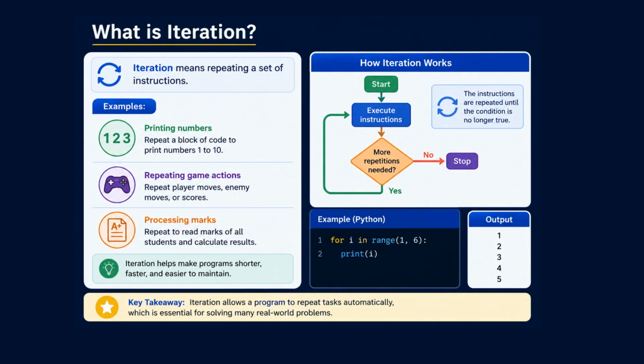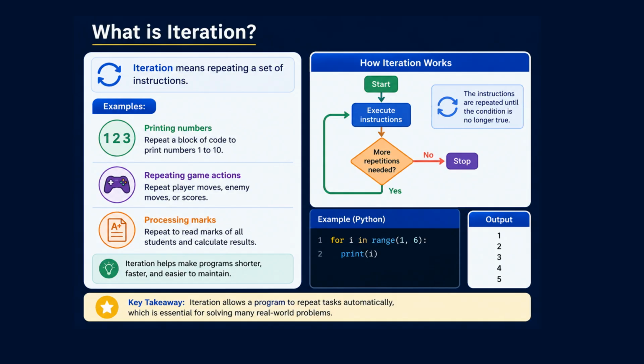Iteration means repeating a set of instructions multiple times in a program. Instead of writing the same code again and again, programmers use loops to automate repetitive tasks. Let's look at some common examples of iteration. The first example is printing numbers. A program can repeat a block of code to print numbers from 1 to 10 automatically.